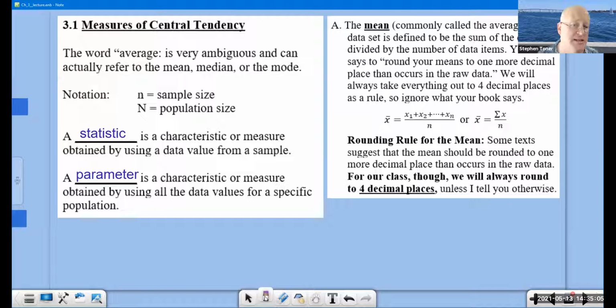A statistic is a characteristic or measure obtained by using a data value from a sample. Notice that sample starts with S and statistic starts with S. And parameter starts with P, and we use parameters to make predictions about population values.